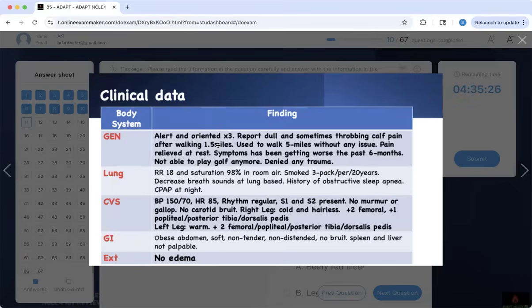Look at the left leg, it's warm, right? The left leg is warm. The pulses are all normal, +2: popliteal, femoral, tibial, dorsalis pedis pulses. Something is different between the right and left. Patient is obese. I'm not surprised. His abdomen is fine. His liver is not palpable. He has no edema. All this, I don't care about it. I know this patient has claudication.